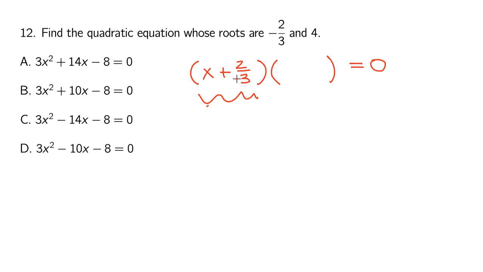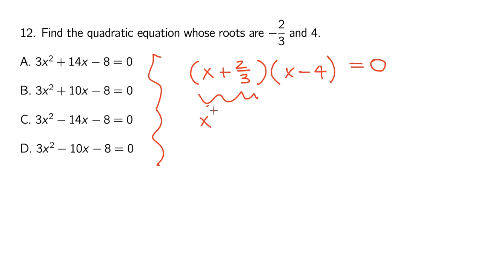So if x plus 2/3 is 0, then x must be equal to minus 2/3. And then for the second one, we're going to have x minus 4. If x minus 4 equals 0, then x must be equal to 4. So we expand this equation. This is the equation, but now we are trying to get it into one of these 4 forms that they've given us. So let's just multiply.